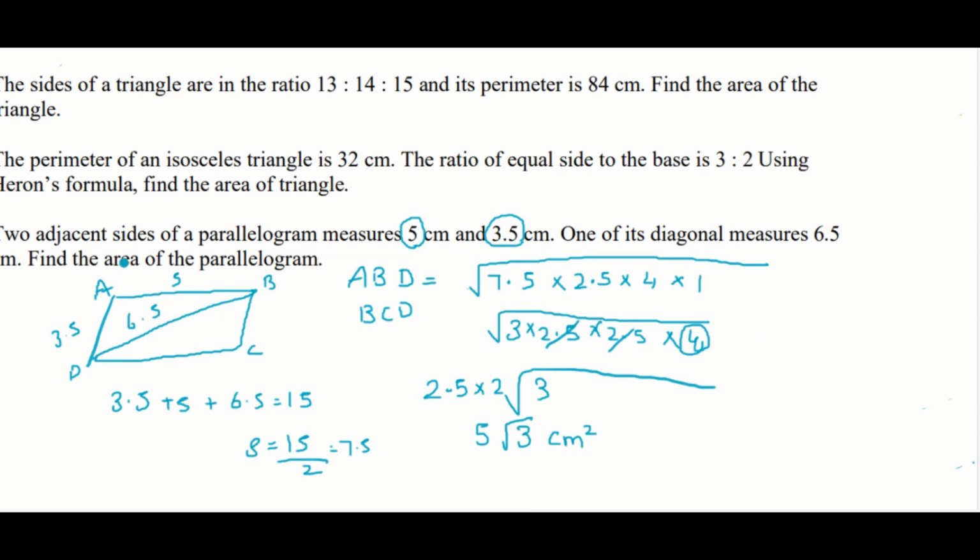Now to find the area of the parallelogram, take twice the area of this triangle. Area of parallelogram is equal to 2 times the area of the triangle. So here 2 times the area of the triangle ABD, which is 5 root 3. So 10 root 3 centimeter square. Area of the parallelogram is 10 root 3.